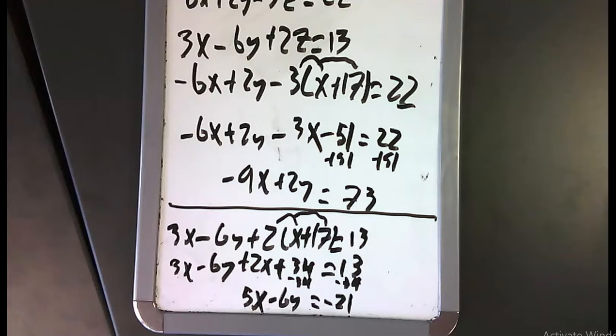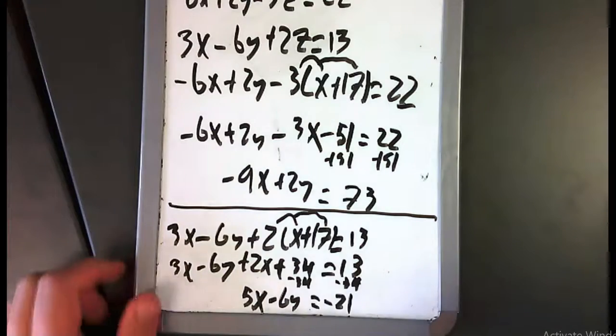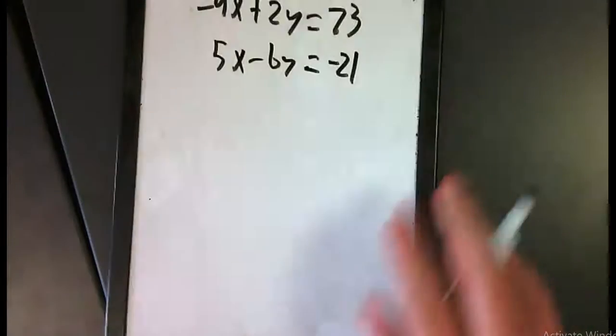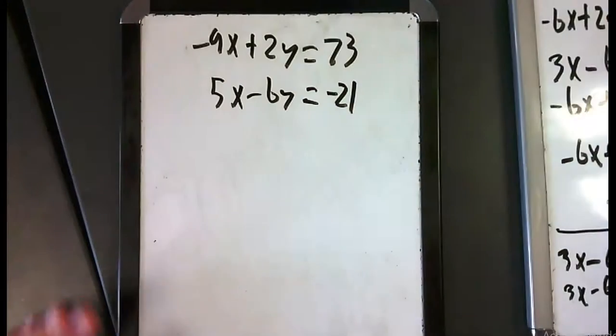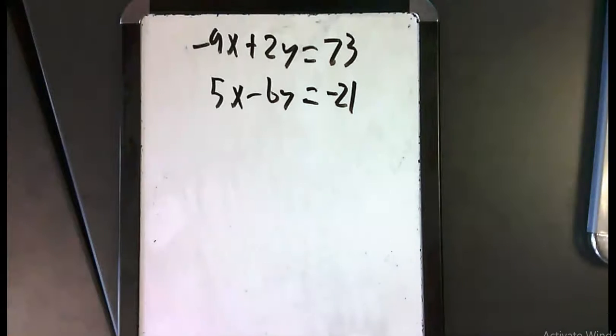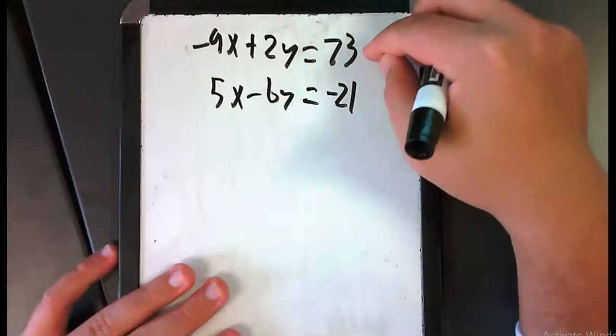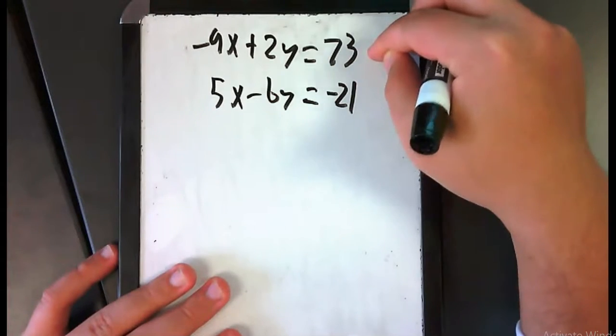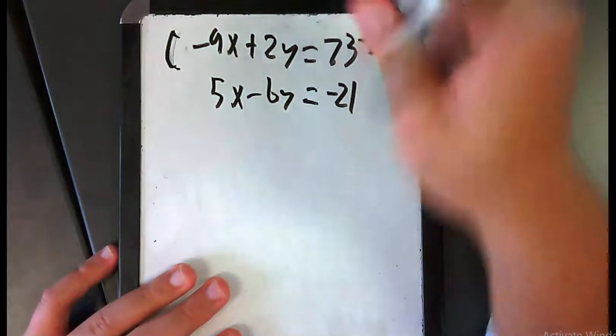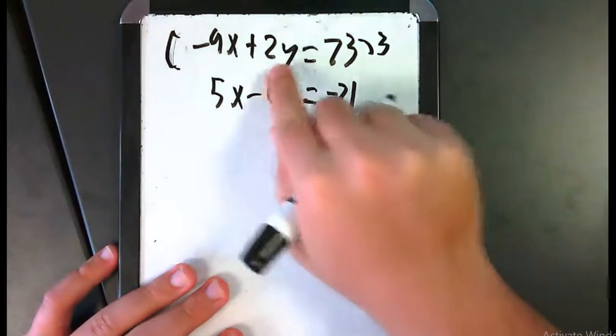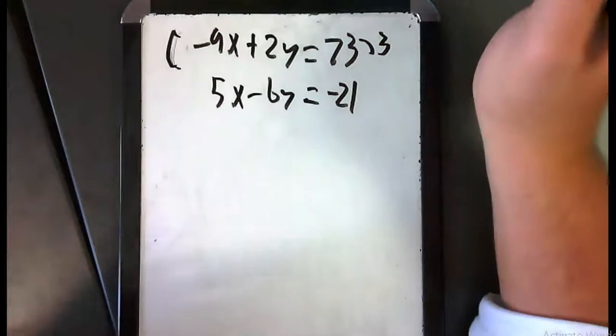From here, what we should have is a system of two variable equations. So we can use elimination or substitution to solve. I'm going to use elimination, and I'm going to eliminate y. To do that, I need to multiply this by 3 because I want this 2 to become a positive 6.